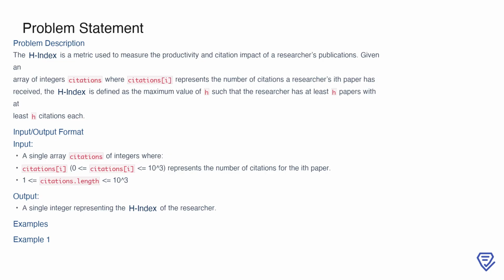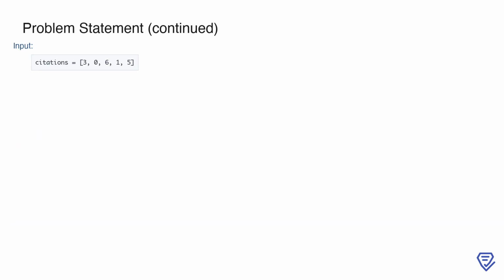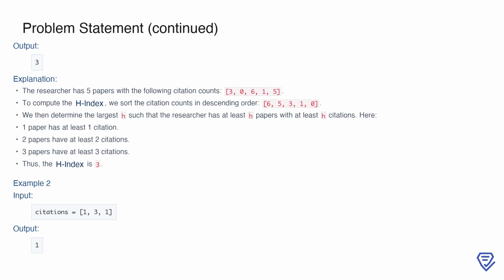For example, if there are 5 papers with citation counts 3, 0, 6, 1, 5, we need to calculate the largest H that satisfies this condition. The input for this problem is an array of integers with a length between 1 and 1000, and each citation count is a non-negative integer up to 1000. The output is a single integer representing the calculated H-index. Let's look at an example to understand this better.